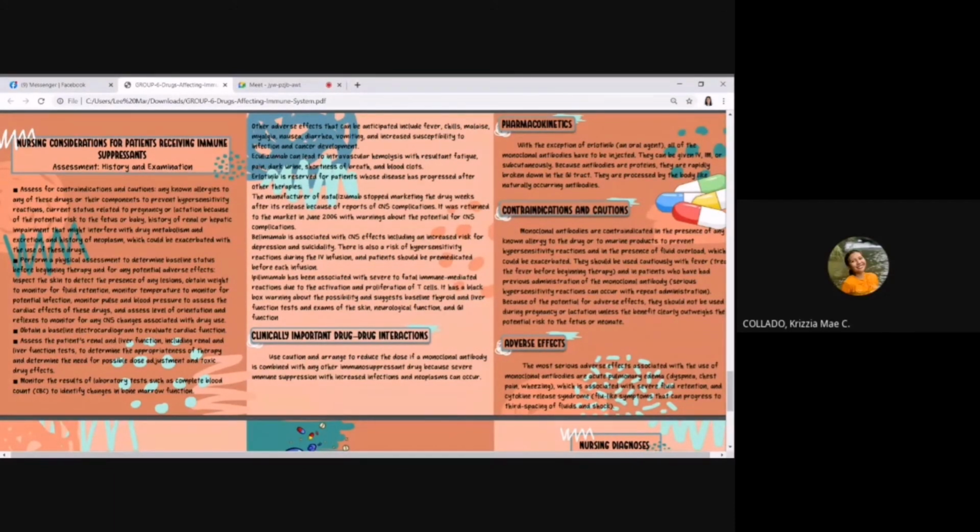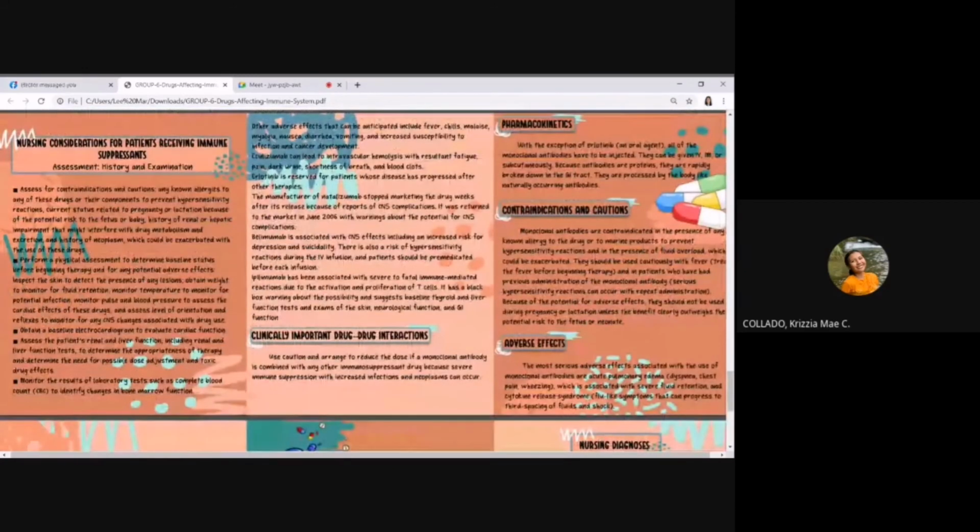So let's now proceed to the clinically important drug-to-drug interactions. Use caution and arrange to reduce the dose of a monoclonal antibody if combined with any other immunosuppressant drug, because severe immune suppression with increased infection and neoplasm can occur.